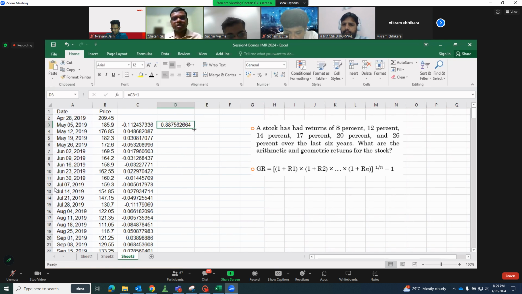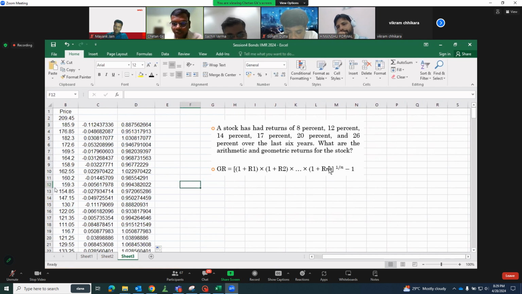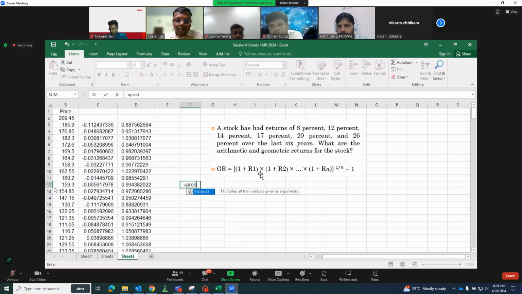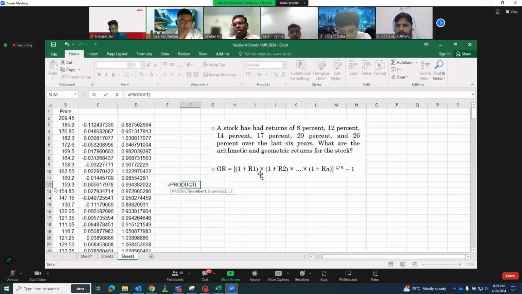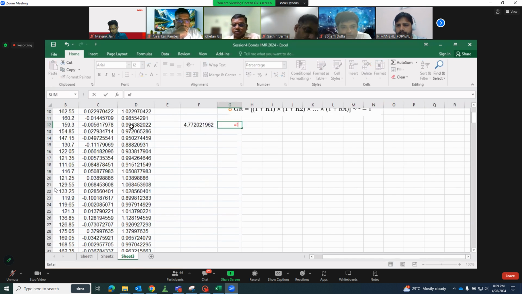Now I double click on this. Done. Now I should multiply the whole of this and raise it to 1 divided by n. Obviously I can't multiply 261 numbers manually. Is there any shortcut? Anybody would like to tell me that? Product. Is equal to product. It is PRODUCT, it is not SUMPRODUCT. I'll copy the whole of this and press enter. So my product is ready. Clear?